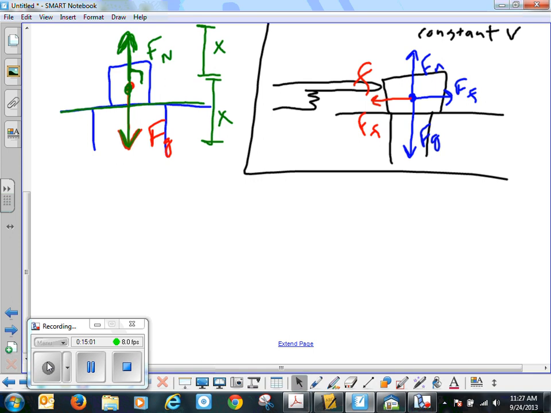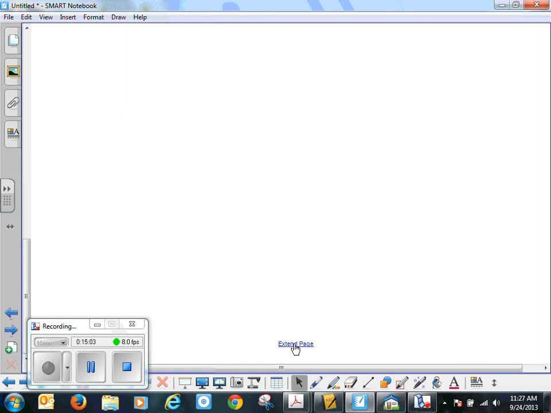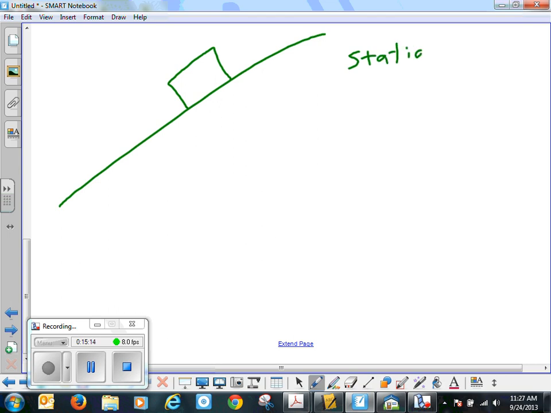Let's look at another one then. This is our ramp, and in this case we have a box here, and we'll say that this is stationary. So we have a stationary box. The first one we always have is the force of gravity. Now, do we have a force normal here? What was the first definition of the force of normal? Perpendicular to the surface. And the second definition?